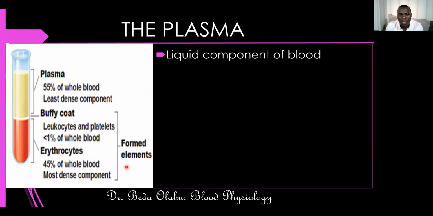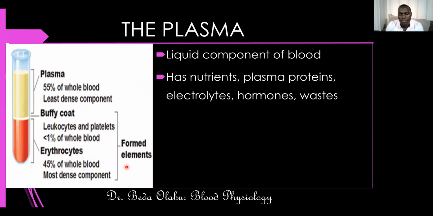As I've mentioned, plasma is the liquid component of blood. Plasma contains a number of things. It contains nutrients which are being transported. The plasma proteins themselves, these plasma proteins are largely produced by the liver. They include globulin and albumin. We also have electrolytes such as sodium, potassium, calcium, and the like. We have hormones like adrenaline, thyroid hormones, and the like. We have waste products such as urea, creatinine. They're all within plasma.